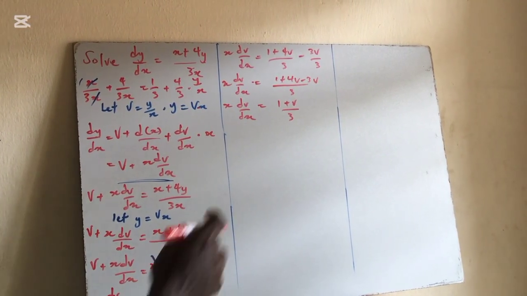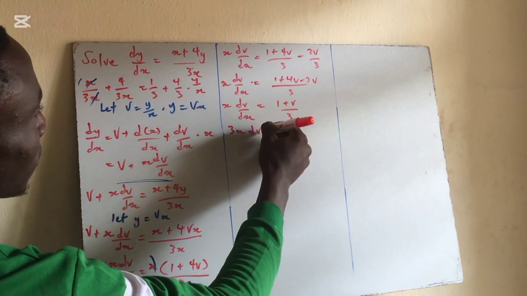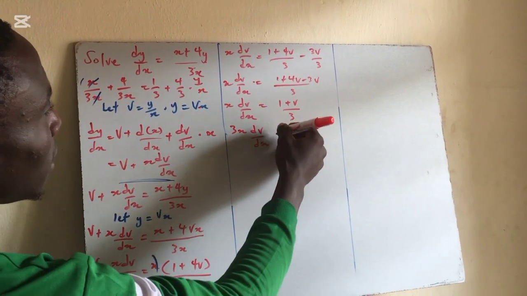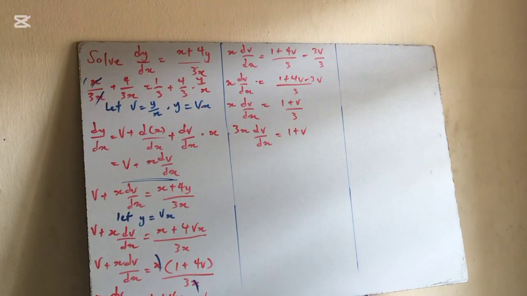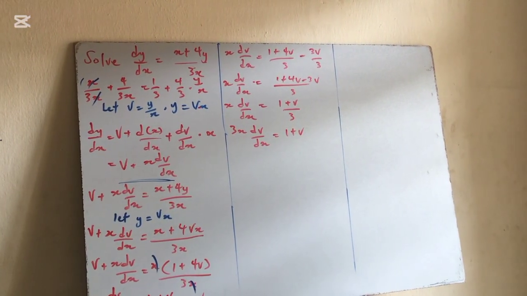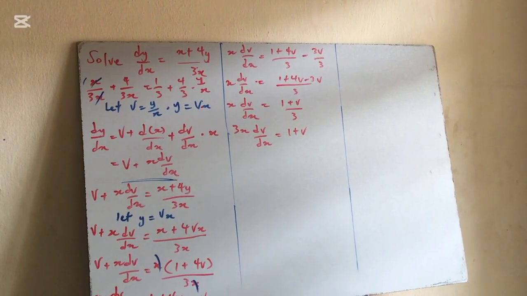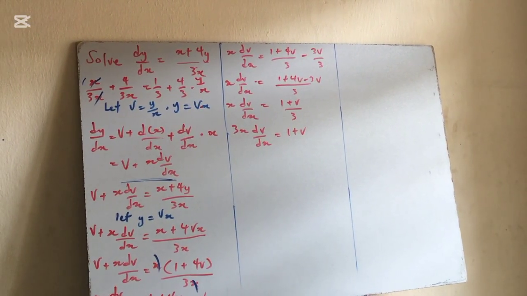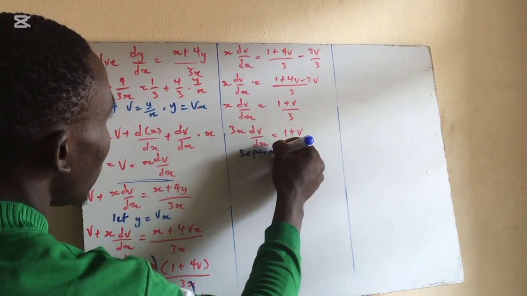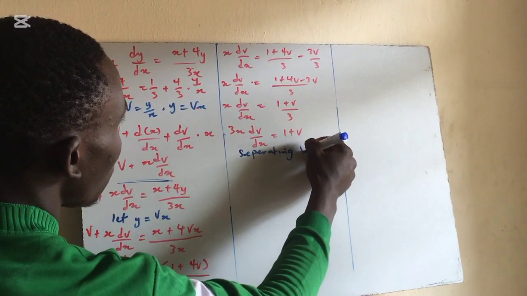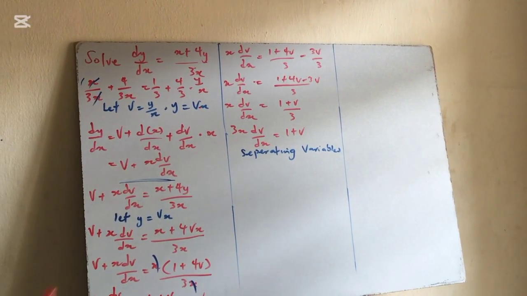If we multiply both sides by 3, we are going to be having 3x dv/dx equals 1 plus v. So we are going to be using separating variables now. You see that we are going from one method to another. It's not hard if you are going to calm down. So it's very simple. Let me just write it here so that we don't get lost. Separating variables. The reason why I'm writing this step is so that you can know what we use there. Separating variables, and we've done that in the previous video.